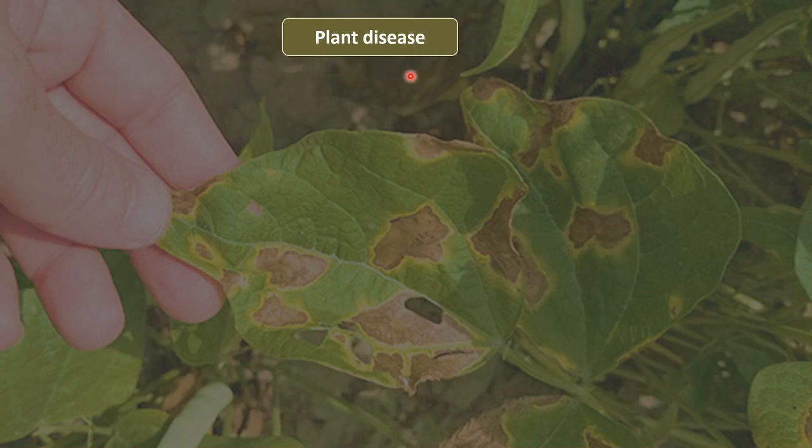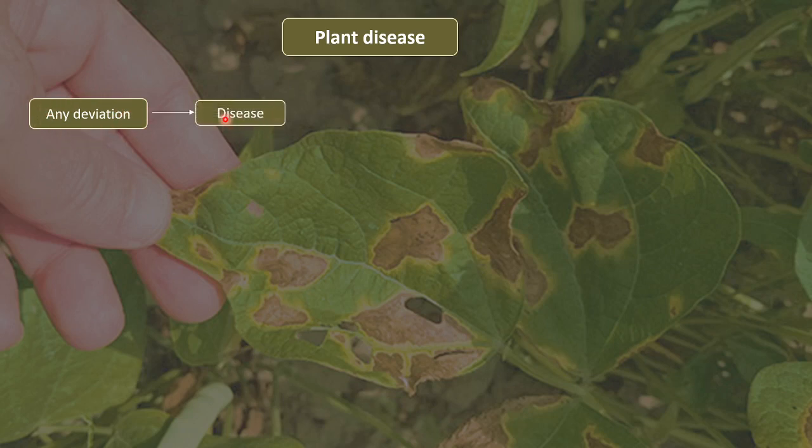So this brings us to our main topic, which is plant disease. As I said before, when all the physiological processes function properly in a plant, it is termed a healthy plant. So, when there is any deviation from these physiological processes or normal plant functions, this will lead to disease, and therefore the plant can be called a diseased plant because it has deviated from its normal functions.